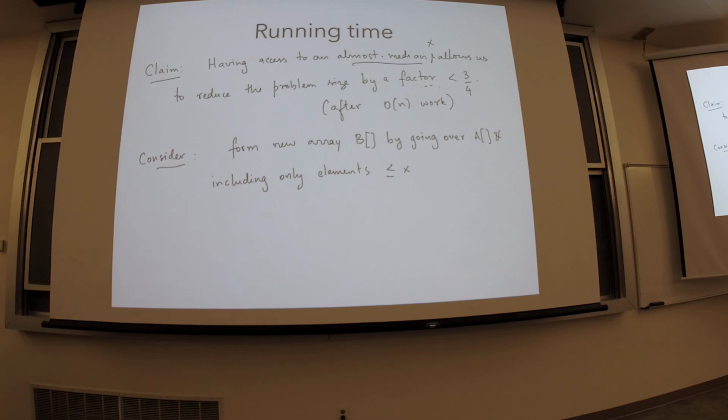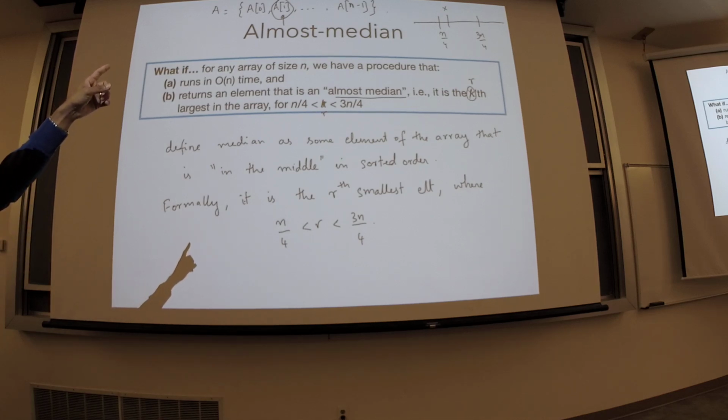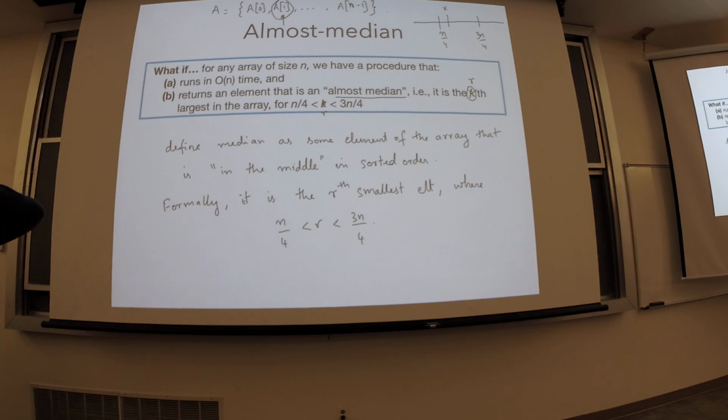Now maybe you want to look back at our definition of almost median. I told you that x is not quite the middle element, but if you look at the sorted order of A, then x lies between n by 4 and 3n by 4. So it's somewhere over here. If I look at the number of things less than x, I'm guaranteed that it is still significantly smaller than n. But how much can you guarantee? It's at most 3n by 4 by definition, right? Because x is an almost median. So you know that there are at most 3n by 4 elements that are less than x. And that is the main idea.